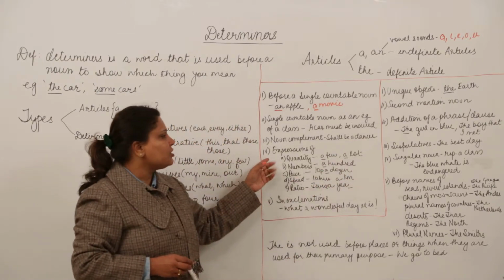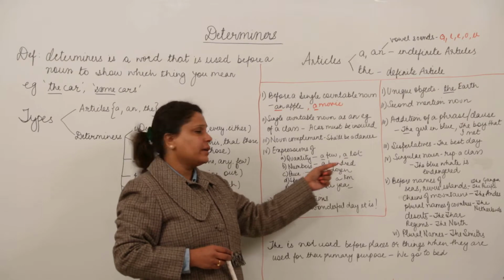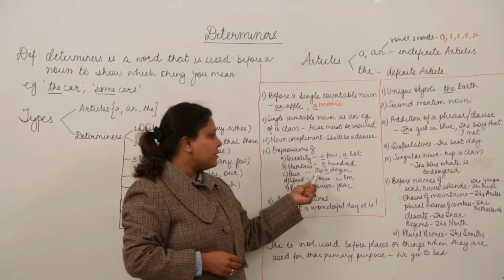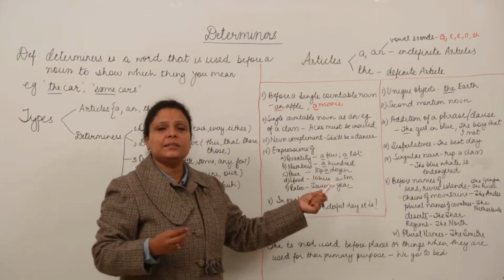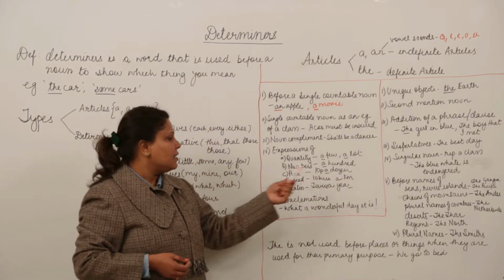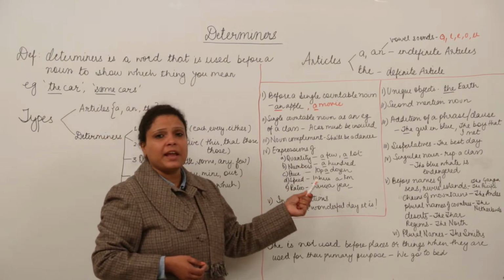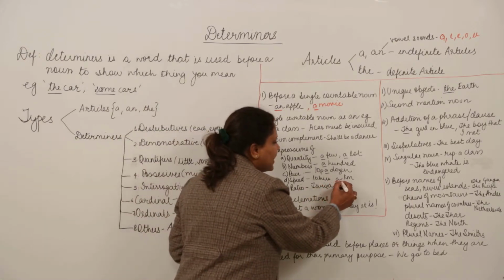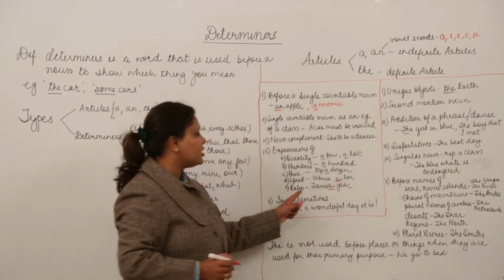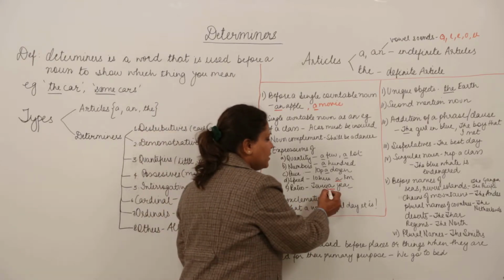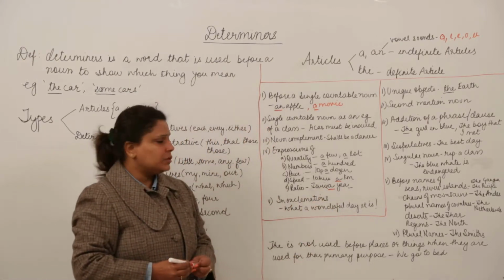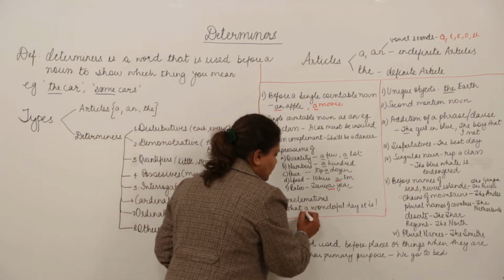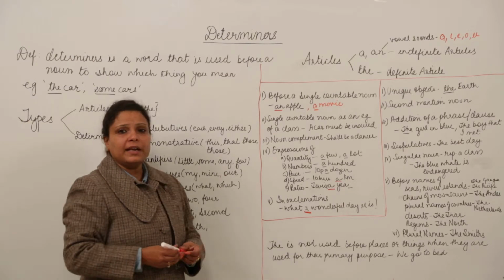Then there are expressions of quantity like a few, a lot, numbers 100, 12, price 10 paisa a dozen. These pencils cost 10 rupees a dozen. Then speed: this train travels 10 kilometers an hour. Here a is used as per. Similarly in ratio, twice a year. So we are using a here instead of per. Then in exclamation: what a wonderful day it is. So these are the uses of the indefinite article.